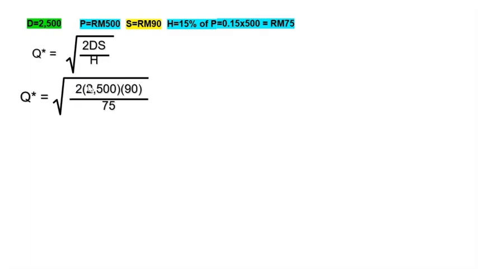So let's calculate the H first. So H is 15% of P, 0.15 times the price 500, so 75 ringgit. Now using this formula from the formula sheet, so we get 77.46 units. So we need to round up to 78 units.